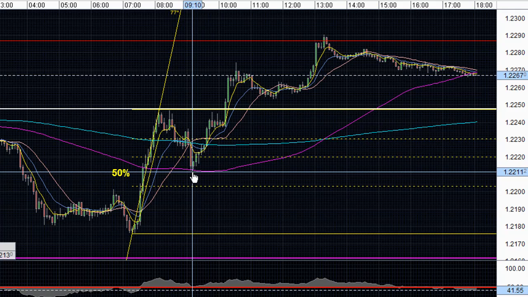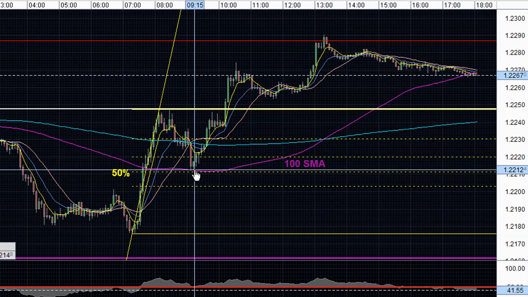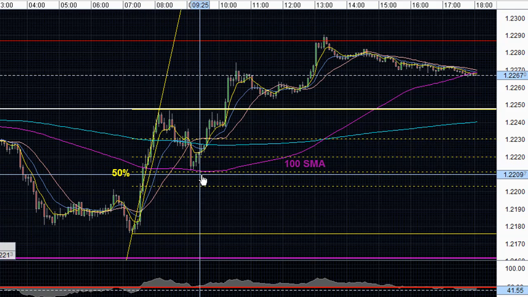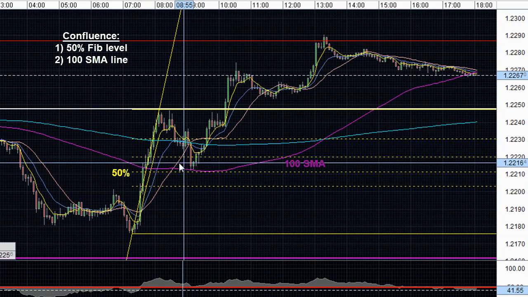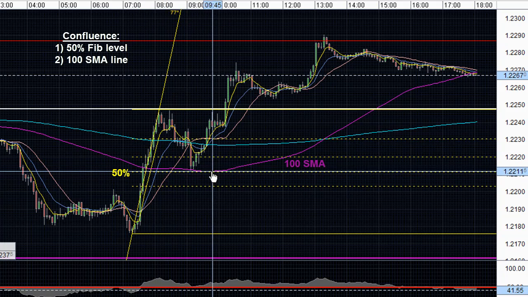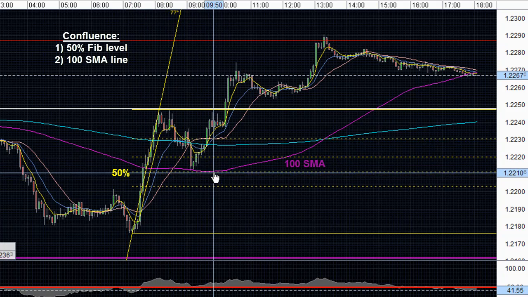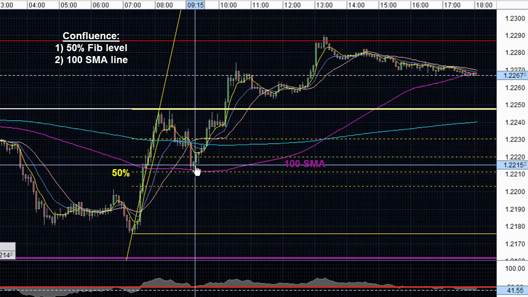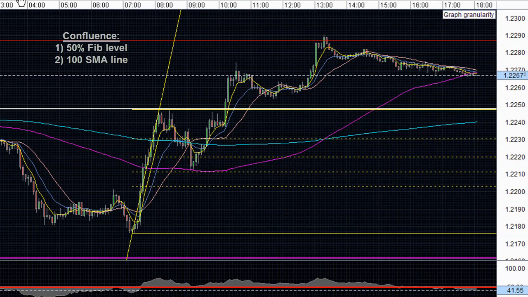But this was not only our 50% retracement level, this is also where our 100 simple moving average line was positioned. So you can see that this was an area of confluence, and this further proved to us that this would be a good area to go long or buy the Euro US dollar pair. So let me go back to our 10-minute chart.